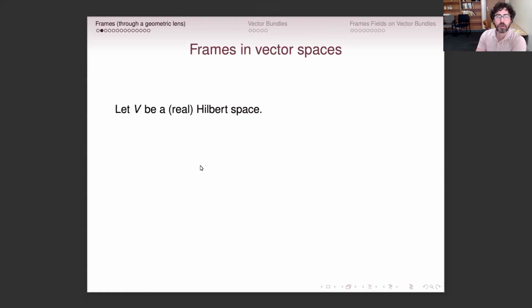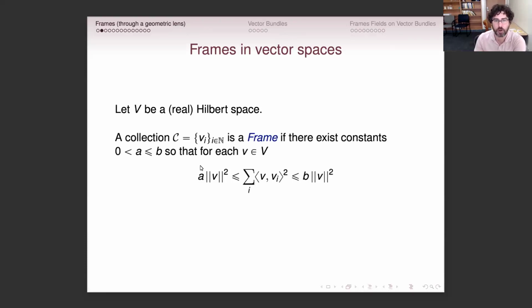Okay, so let's imagine that we're in a real Hilbert space. And like I said, I'm a geometer, and the cardinal sin you can commit as a geometer is picking coordinates. And so I want to pretty much do everything without picking a basis for this Hilbert space. And so I want to introduce these objects called frames that I suspect many of you are familiar with.